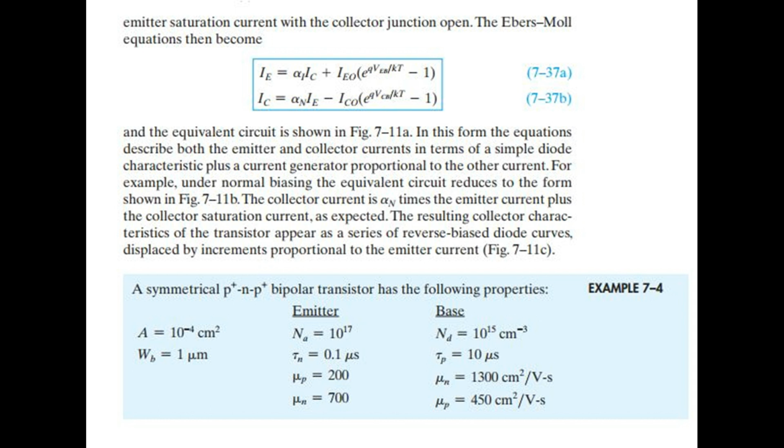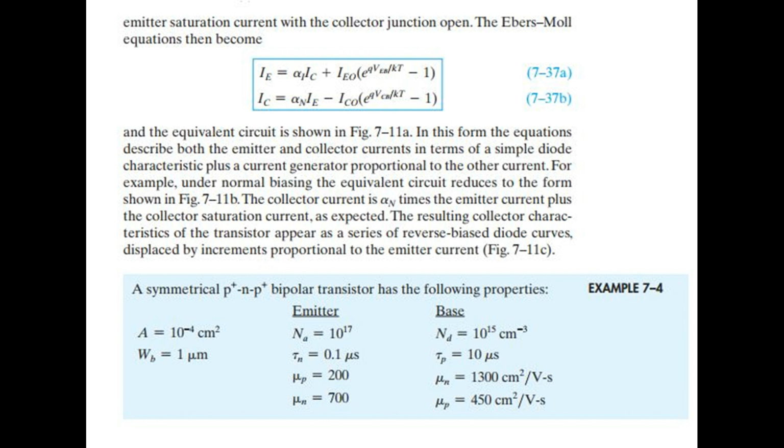A symmetrical PNP bipolar transistor has the following properties: area equals 0.0001 square centimeters, base width equals 1 micrometer, 10^17 carriers per cubic centimeter in the emitter, carrier lifetime 0.1 microseconds, hole mobility in emitter 200 square centimeters per volt-second.